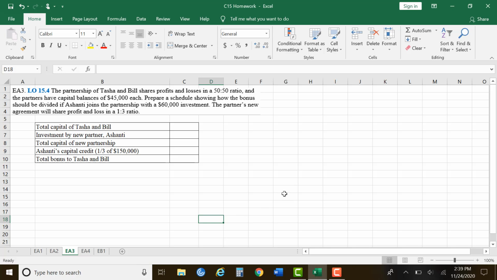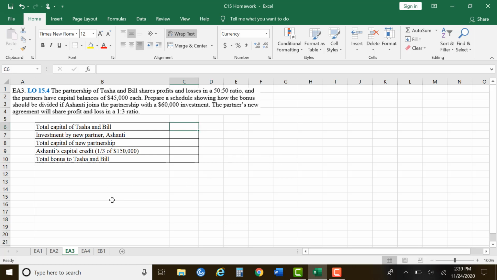For exercise 3, we have the partnership Tasha and Bill, which shares profits and losses in a 50-50 ratio. The partners have capital balances of $45,000 each. Prepare a schedule showing how the bonus should be divided if Ashanti joins the partnership with a $60,000 investment. The partnership agreement will share profit and loss on a 1-to-3 ratio.